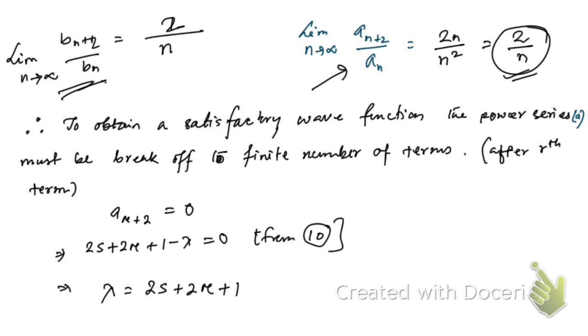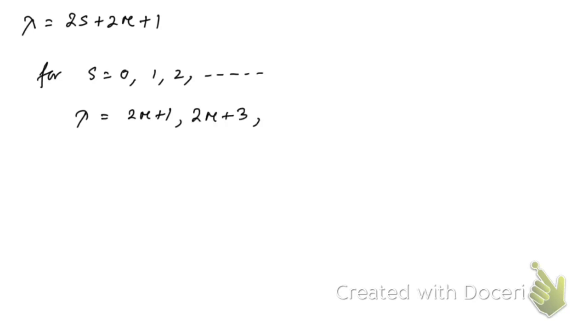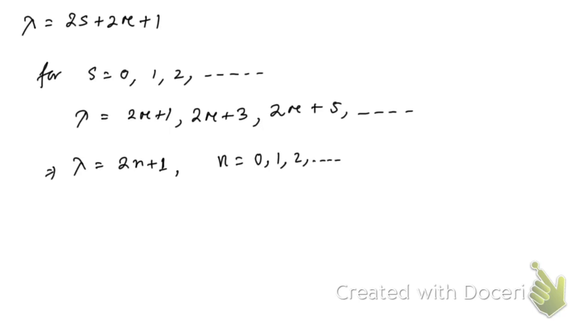Now let me copy this and go to a new slide. Here is the result we have got: lambda is equal to this. For s equal to 0, 1, 2, and so on, lambda will be 2r plus 1 for s equal to 0, 2r plus 3 for s equal to 1, and 2r plus 5 for s equal to 2. These are odd numbers, so we can write them in the general form 2n plus 1 for n equal to 0, 1, 2, 3, and so on. This is the general form of the value of lambda.